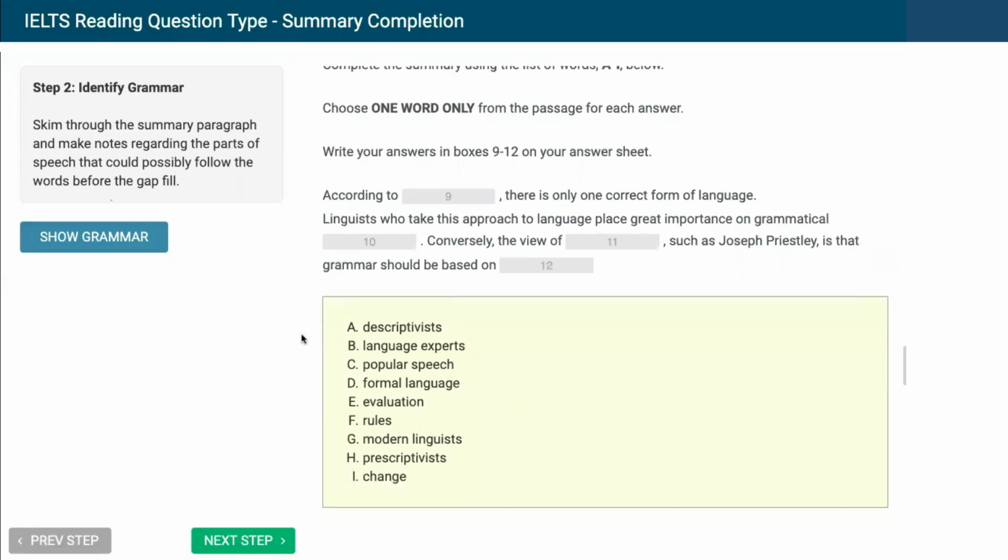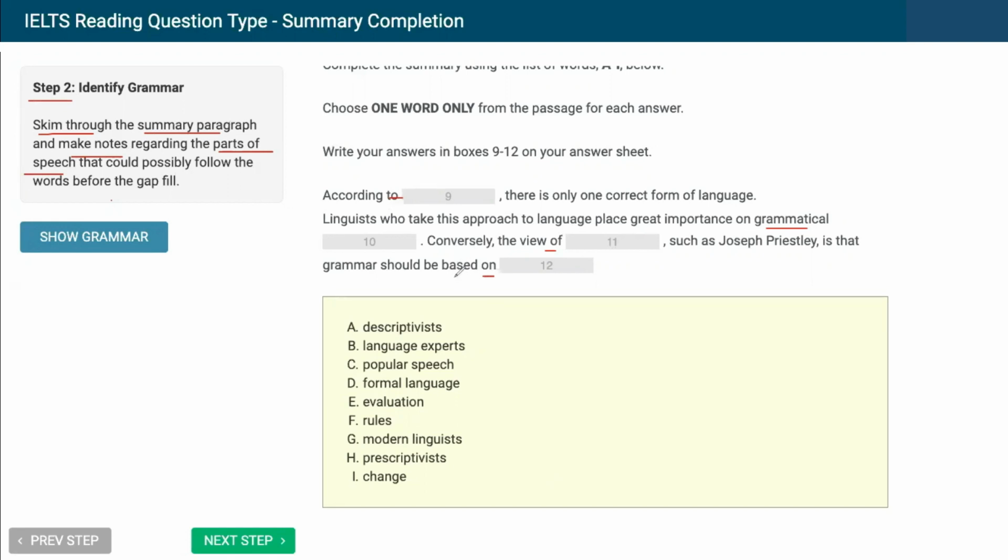So here we're going to pay attention to our word bank. We're just going to skim again through the summary paragraph and make notes focusing on the parts of speech that could possibly follow the words before the gap fill, okay? So here we're reading more for the grammar. In the first step, we were reading more to get an idea and to look at keywords. So I'm looking for words that could come after to, grammatical, of, and on.